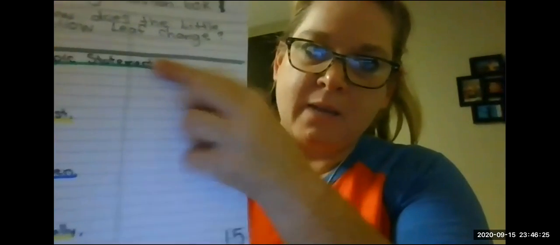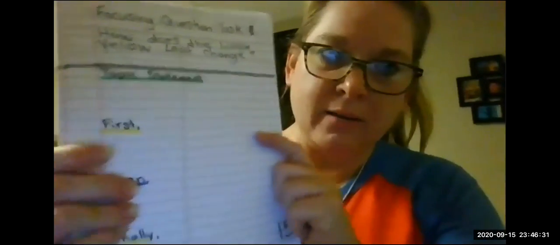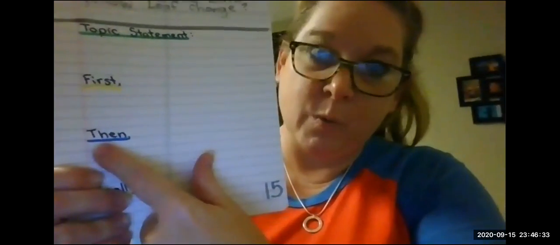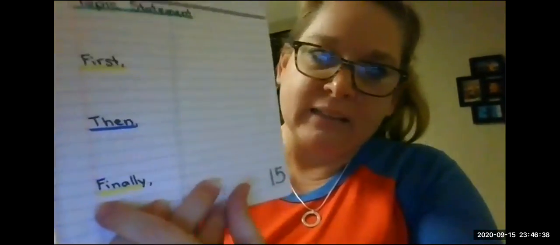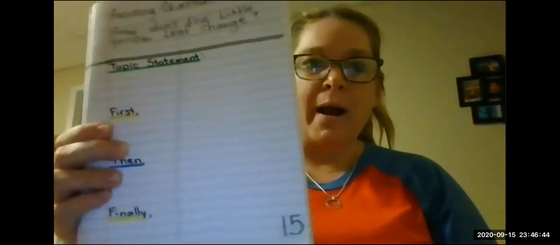So that would be 1, topic statement. 2, I used the word first, and I had a beginning sentence. So that's 2 and 3. Then, that's 4. Then I had my middle sentence. That's 5. Finally, that's 6. And then I had my ending sentence. That would be 7. That would be the 7 requirements for your writing activity. Okay?